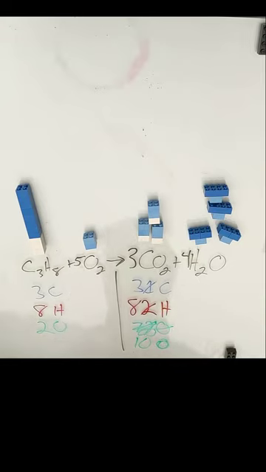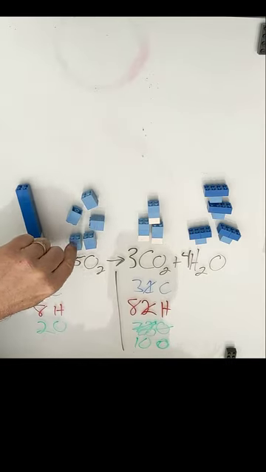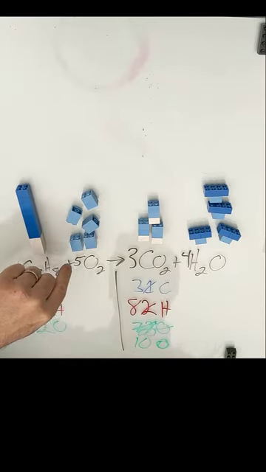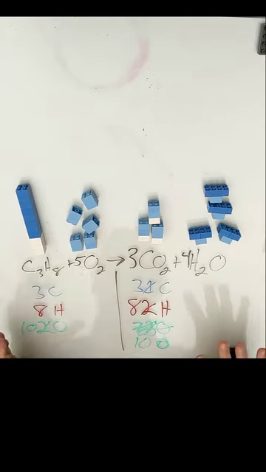Well, if I have 5 oxygen molecules, 1, 2, 3, 4, 5, 6, 7, 8, 9, 10. So that's 5 O2s. 5 times 2 is 10. Now I've balanced the equation. Okay, so that's how you balance the equations. There's been a couple different examples.